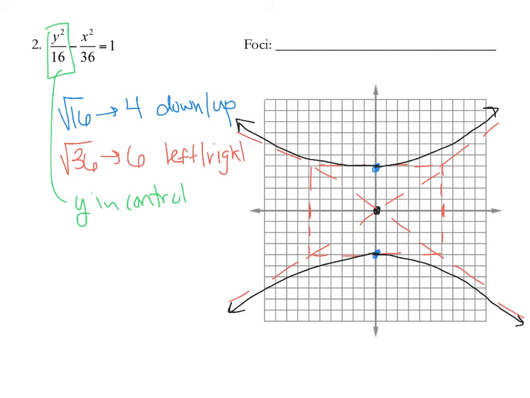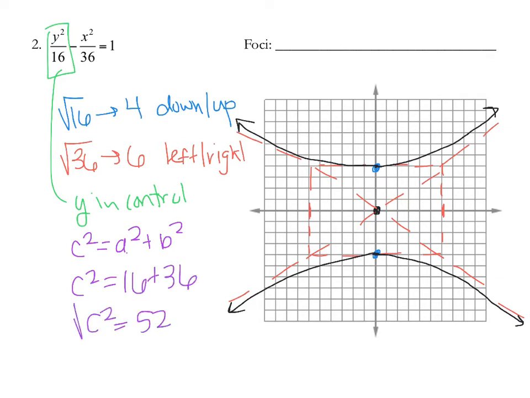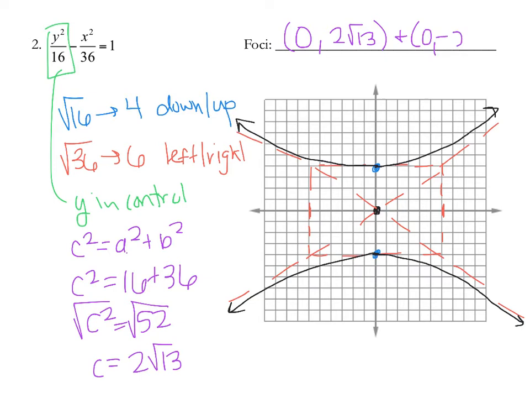And then to find the foci, we're going to do the formula c squared equals a squared plus b squared. That's c squared equals 16 plus 36. We get 52 and then take the square root. I'm just going to simplify that down. That's 2 radical 13. And then y was in control, so that's going to end up in the y position so that it will end up on the transverse axis. So it's 0, 2 radical 13 and 0, negative 2 radical 13.